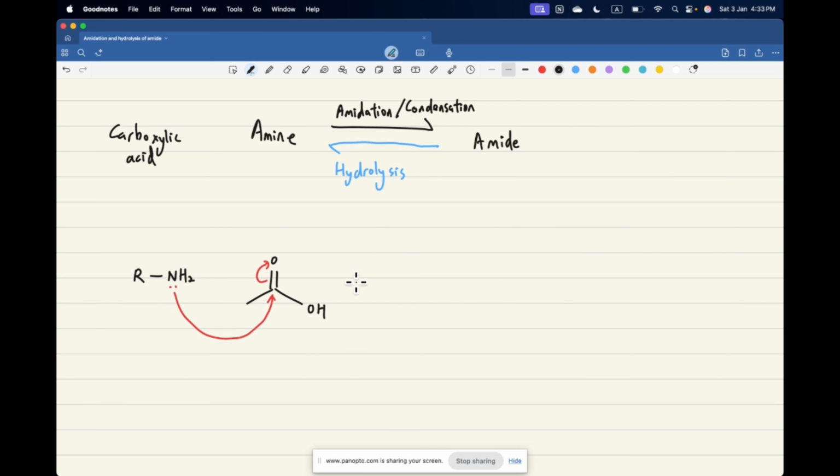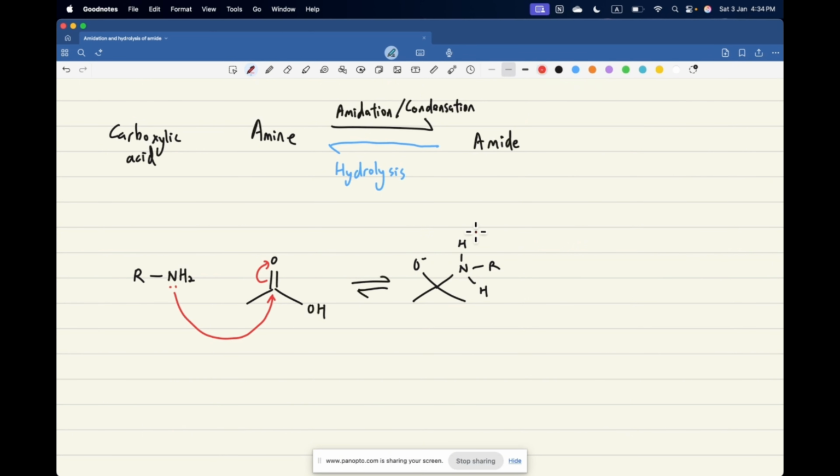As a result, a tetrahedral intermediate forms, with NHR and H. Remember, we have two H here, so this is NH2. I just expand it so that we can look at the movement of the electrons. And what's going to happen is proton transfer will occur.